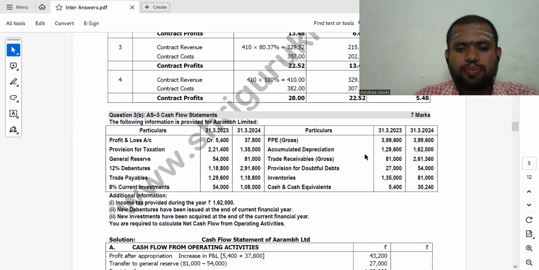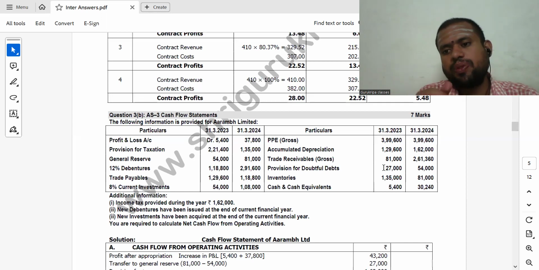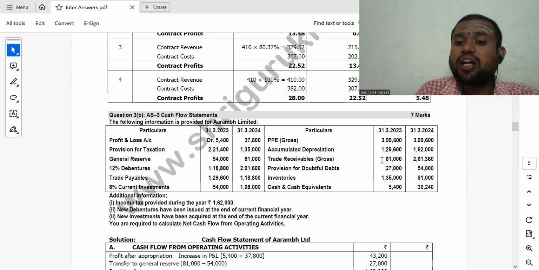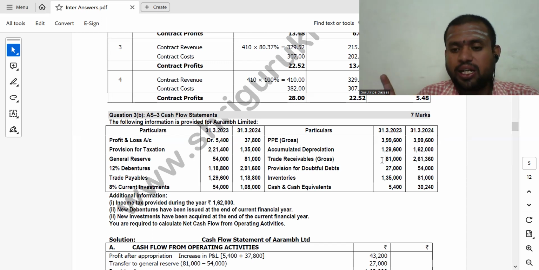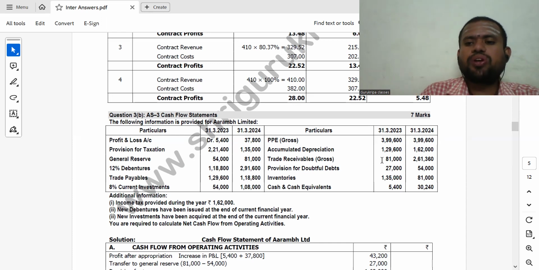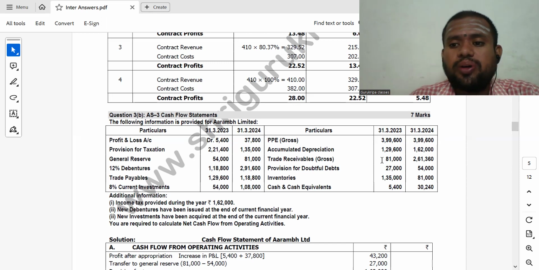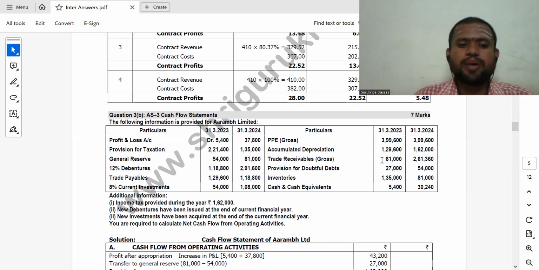Then AS 3 cash flow statement. This one new point: trade receivable gross value they have given and provision for doubtful debts they have given. So the difference of provision, that is the increase in provision, is a non-cash adjustment, that you have to add to profit. And for gross trade receivable, please remember, the balance sheet will show net trade receivable, but I should consider total gross before deducting provision for doubtful debts. That increase should be adjusted in working capital adjustments. Other things are same.